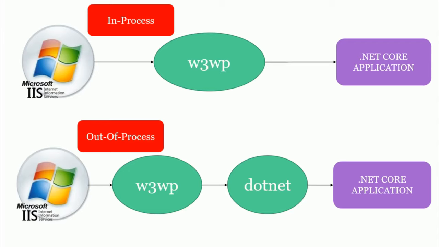Simple, extremely simple. If code is managed and run within the IIS worker process, which is your W3WP process, then it is in-process hosting. And if it is managed outside the IIS worker process, we call it out-of-process hosting. In our upcoming videos, we will practically host an application in IIS via in-process and out-of-process hosting.